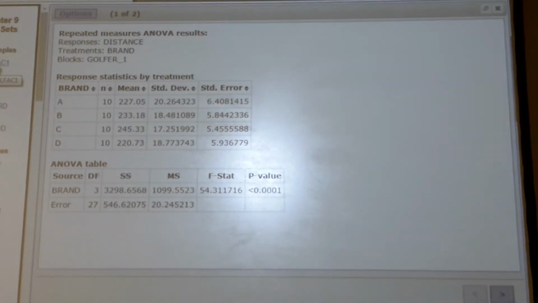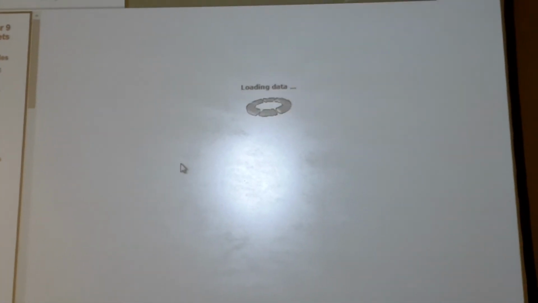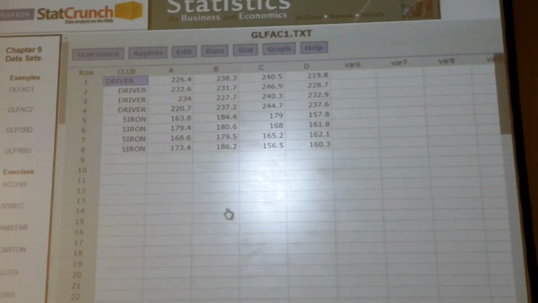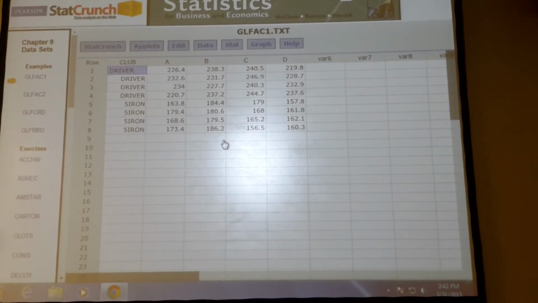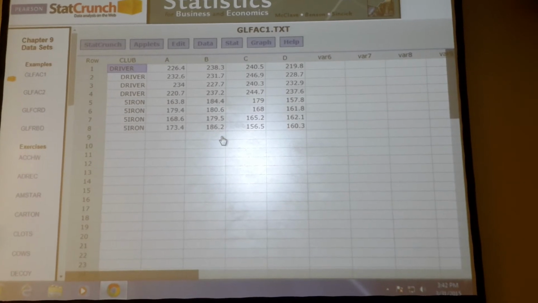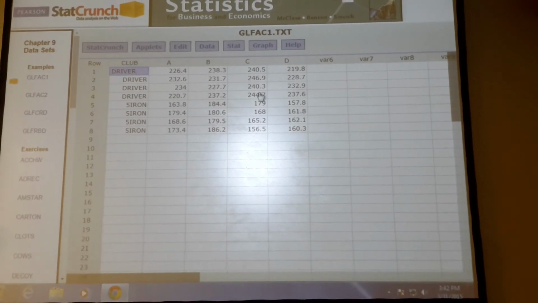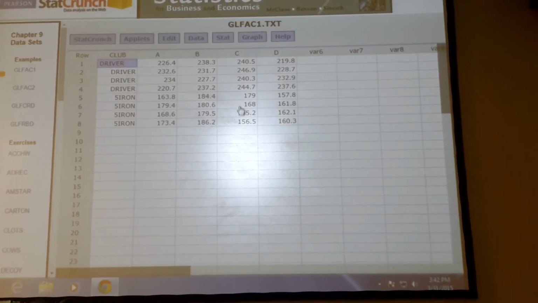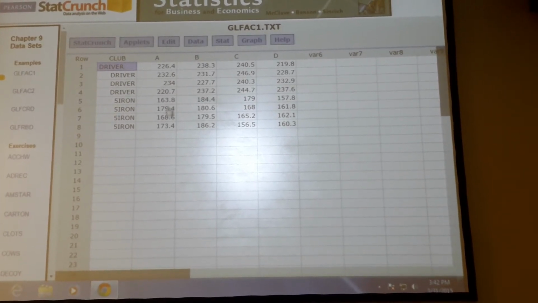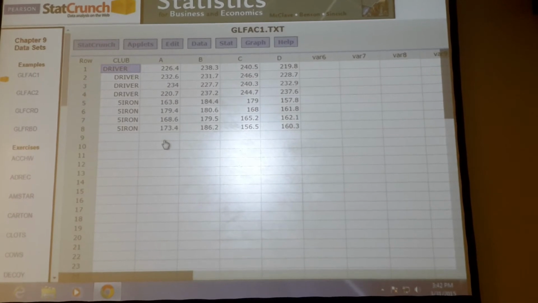I'm going to open up GLFAC1 as my data file. And unfortunately, the way they set these up is not in the right format that we need to have to do our test. So we have to do a little bit of modification here.